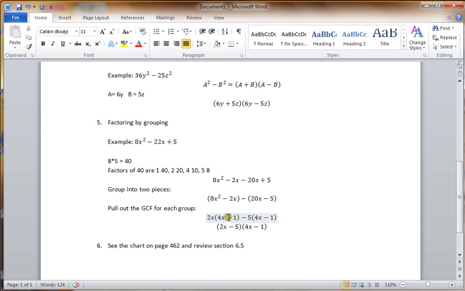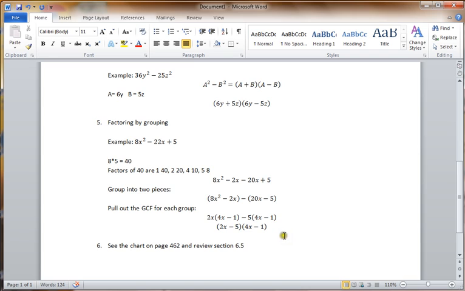When they are the same, 4x minus 1, then you can factor out that binomial, 4x minus 1, and look at just the leftover as being the other group. 4x minus 1 goes away, I have 2x left over. 4x minus 1 goes away, I have minus 5 left over. So 2x minus 5 times the factored out binomial 4x minus 1. You can FOIL this and you can check that when you do the outside and the inside, you'll get back up to what you had here.